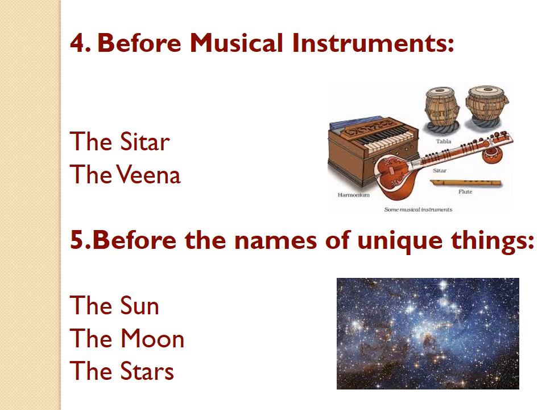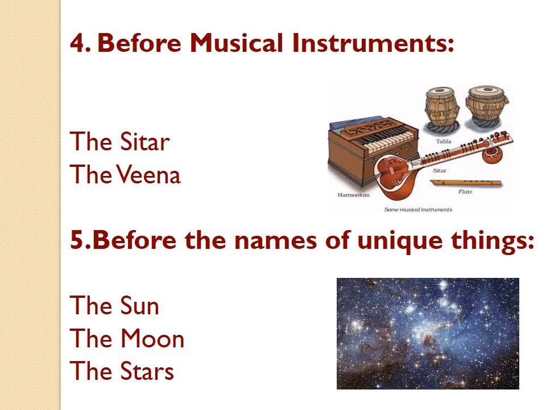Next is before the names of unique things. We use the definite article the before the names of unique things. For example, the sun, the moon, the stars. Okay? I hope students you all are noting down the rules and the examples of the definite article the.